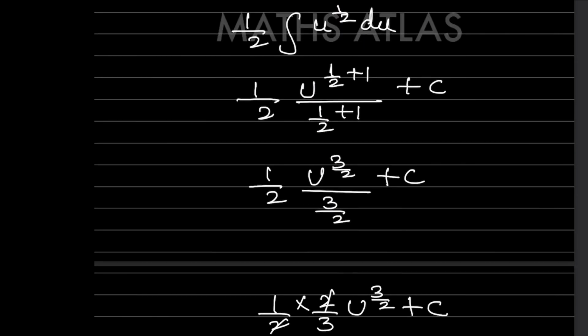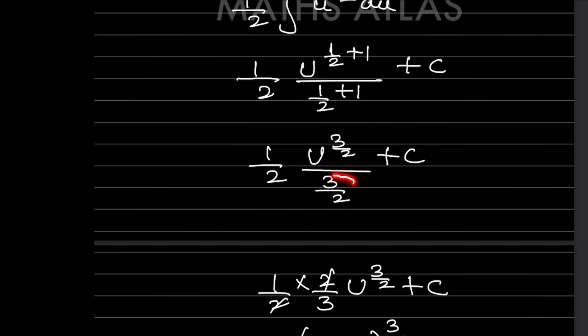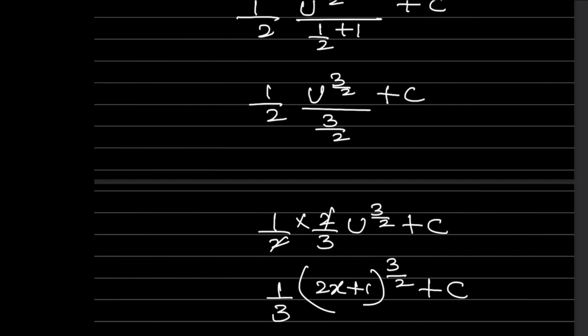So now when you rearrange this one, because this is in the denominator, if we take it in the numerator, that will be the reciprocal. So that is going to be 2 by 3, and this will be as it is plus c. And now this and this get cancelled. So this remains as 1 by 3. But for this u, we had considered 2x plus 1. So we'll write here 2x plus 1, and other things will be the same. So this is the answer.